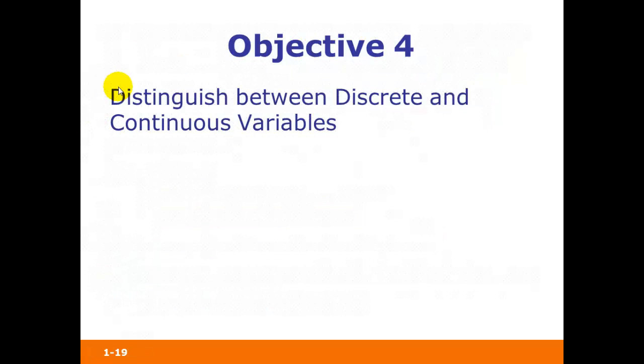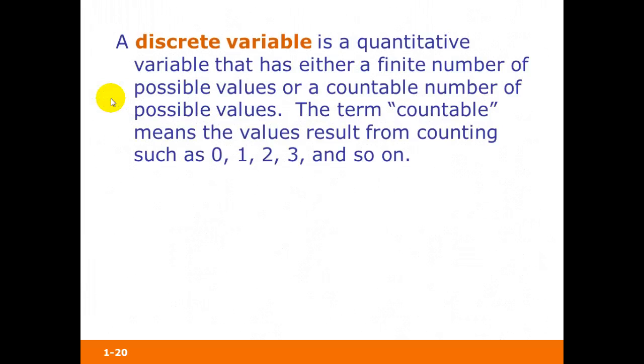The fourth objective in this section is to distinguish between discrete and continuous variables. Discrete and continuous are two further separations of quantitative data. So a discrete variable is a quantitative variable that has either a finite number of possible values, so in other words a limited number of possible values, or a countable number of possible values. When we say countable, that means we can actually count the values, 1, 2, 3, and so on.